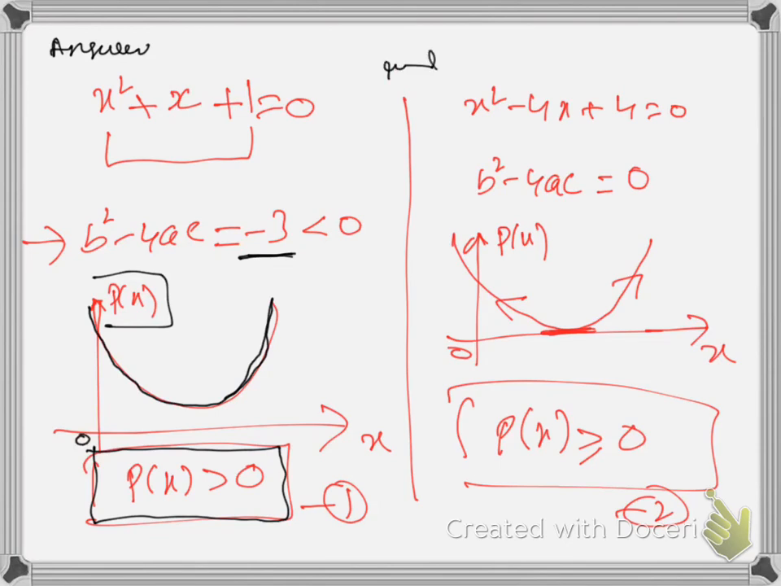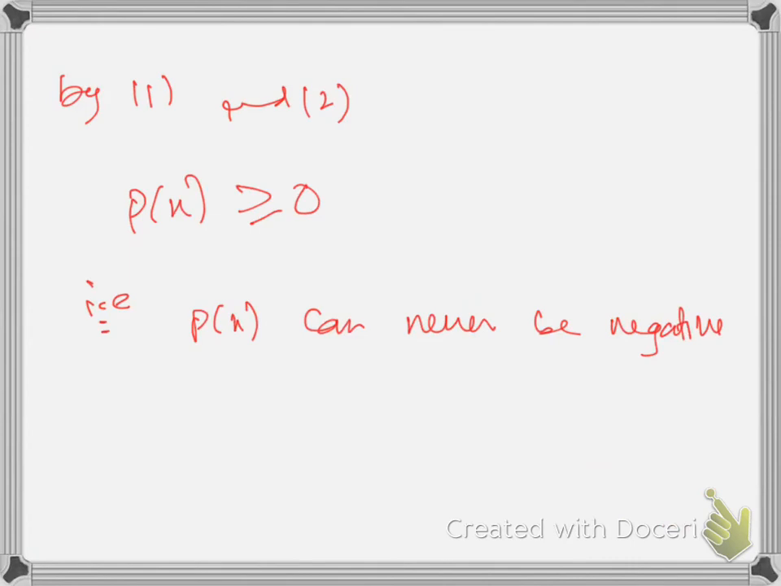Now according to this factor, the discriminant is 0, which shows that the x-axis is tangent to the curve. This means p of x can either be equal to 0 or greater than 0. So by combining these two, by combining 1 and 2, we can say p of x can never be negative. This is what we had to show.